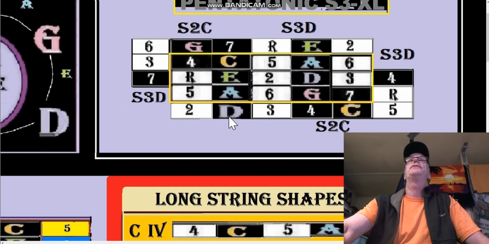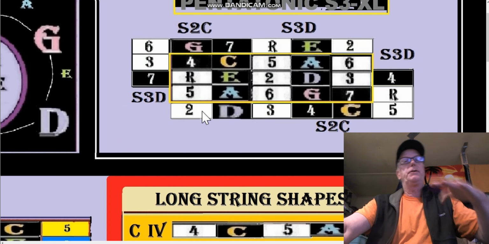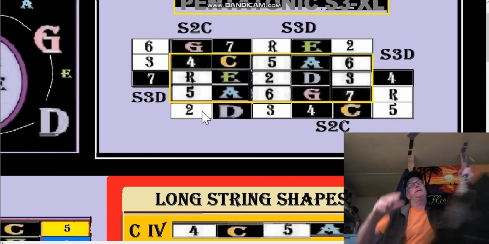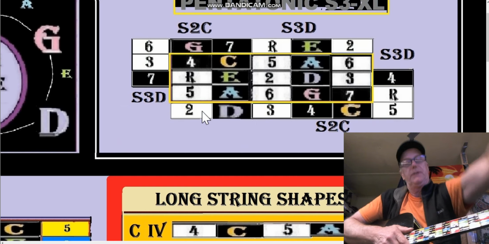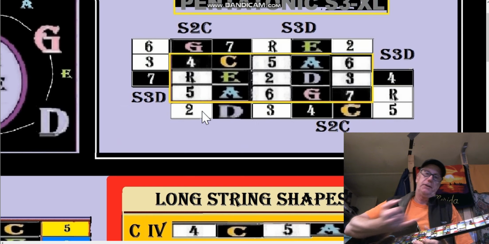So you just use the same string shapes and just put them in order, and you can build going up and you can build going down. But guess what? There's more to it than that. They also connect to the right and to the left.